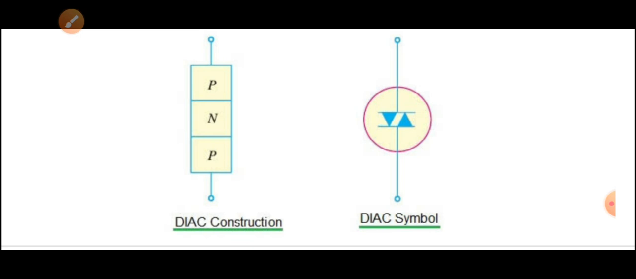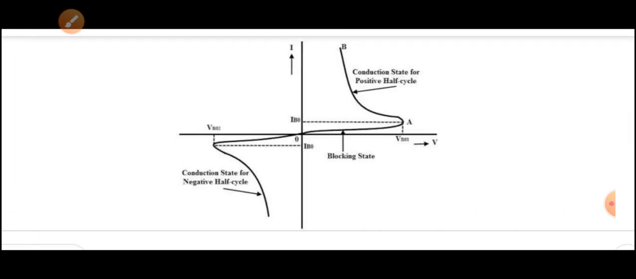So how can this operation be represented with the help of a graph? That graph I am going to show you, that is the VI characteristics of this DIAC. By observing this VI characteristics, you can understand better how the DIAC conducts in both directions, from anode 1 to anode 2 and anode 2 to anode 1. Wherever you give the potential supply, either positive to anode 1 and negative to anode 2, or positive to anode 2 and negative to anode 1.